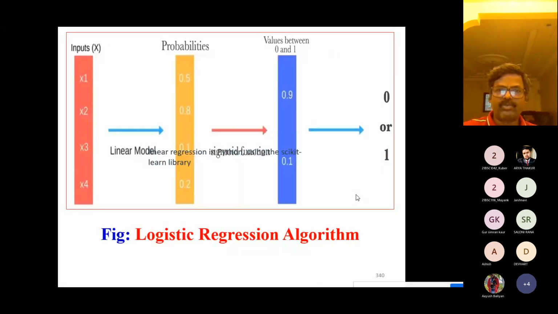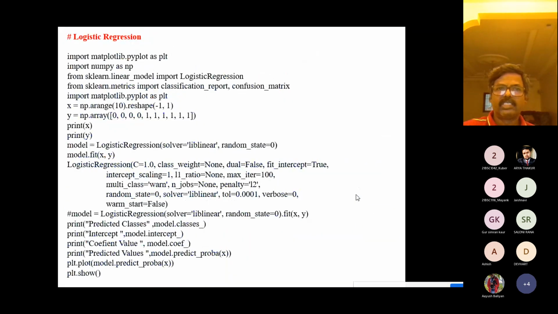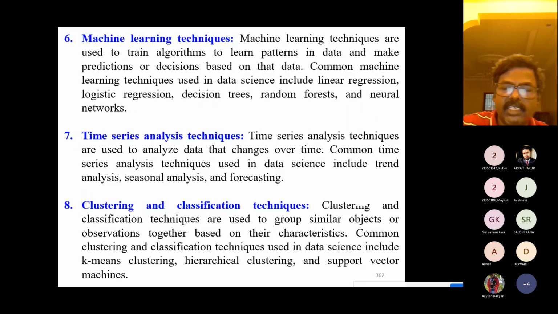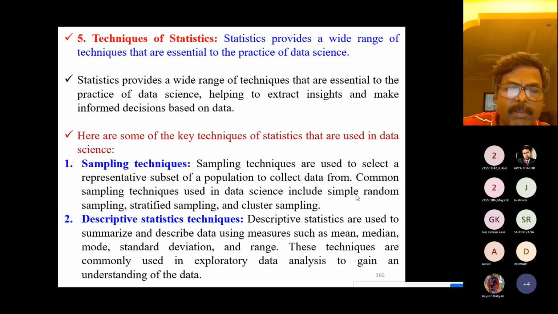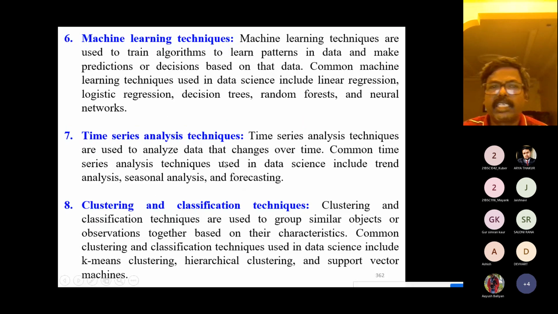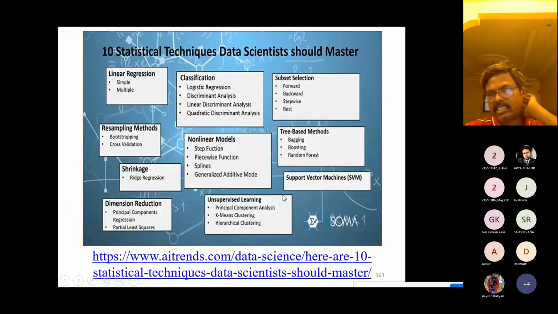Because of time, I am moving fast. This is logistic regression. Then these are the techniques in statistics: sampling techniques, descriptive statistical techniques, inferential statistic techniques, correlation and regression techniques, data visualization techniques, machine learning techniques, time series analysis techniques, clustering and classification techniques. These are the top 10 algorithms.